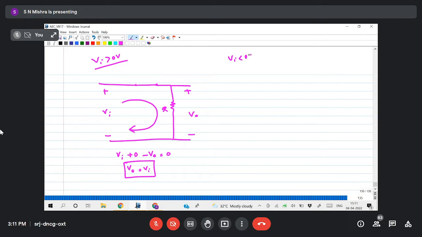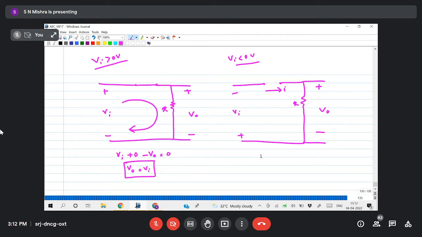When Vi is less than 0 volt, it will be an open circuit. So the diode is open, with the resistor and the output voltage V0. Less than 0 means plus, minus Vi. What is the current flowing in this circuit? 0. So there is no voltage drop across the resistor, so the output voltage will be 0.